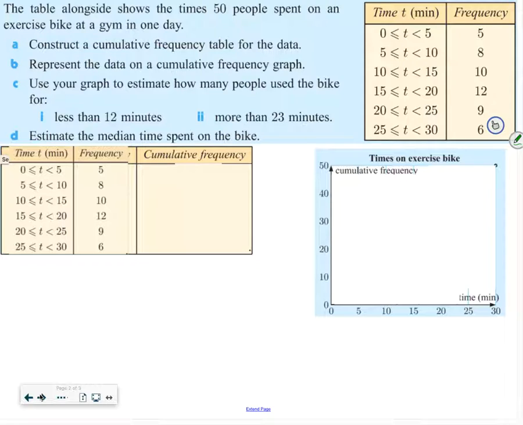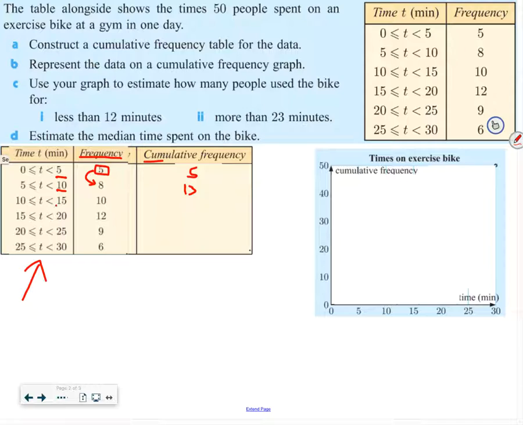To construct a cumulative frequency table for the data, notice we have our data set here, and we have our frequency. To get the cumulative frequency, it's the number of people that have been up to 5. Well, there's been 5 from here. The next one, we add everything previous to that. So 5 plus 8 is 13. That means there's been at least 13 people that stayed on it up until 10 minutes.